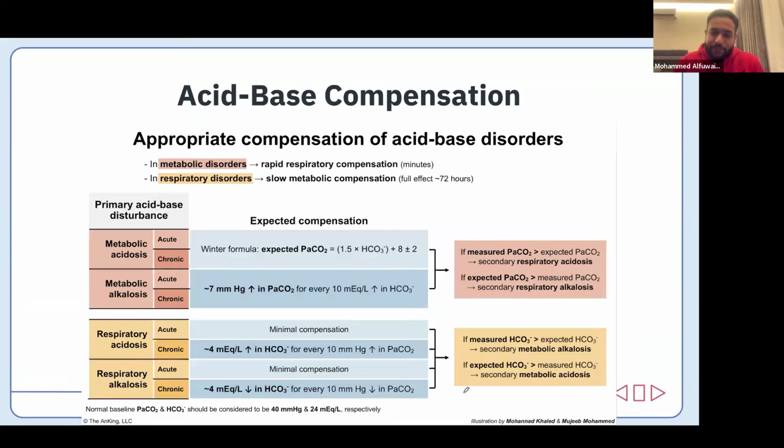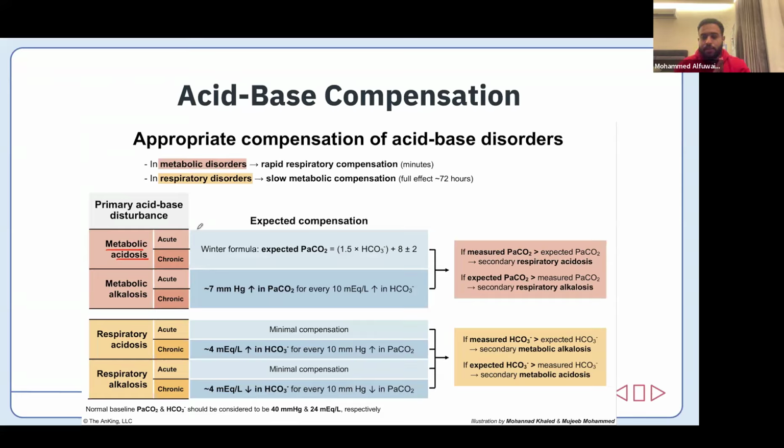Okay. Now we go over the compensation stuff. So how do we actually check for compensation? The key acid-base disorder that we want to look at is metabolic acidosis. If you get tested on anything about compensation, it's metabolic acidosis. It's the most commonly tested one.